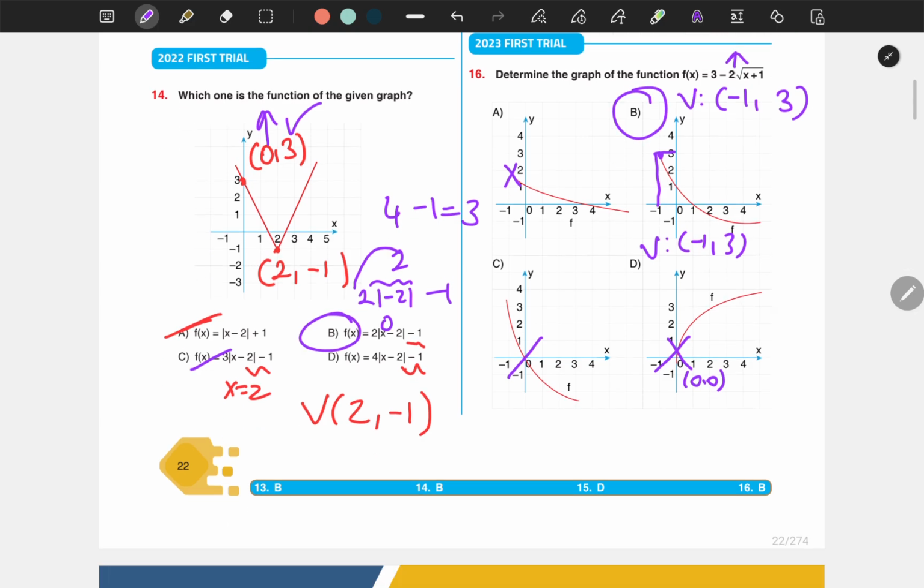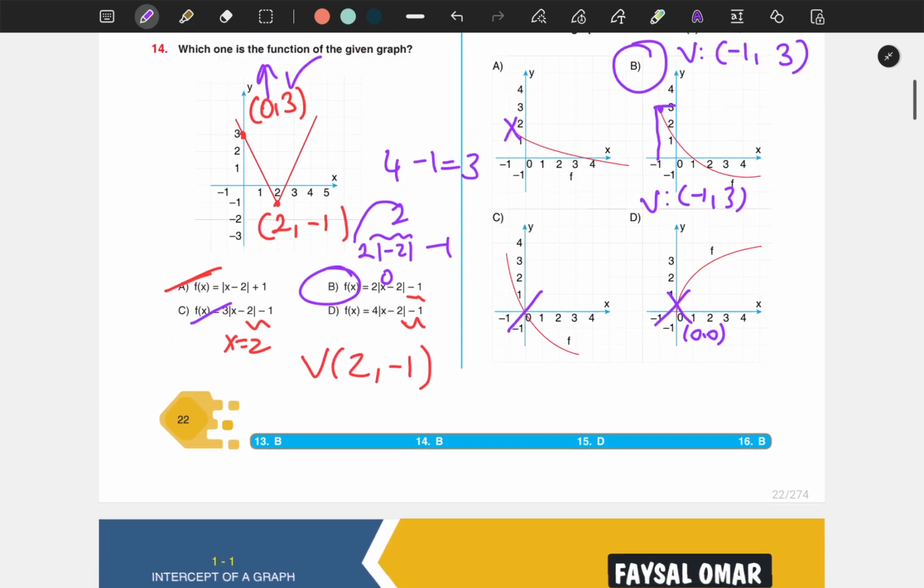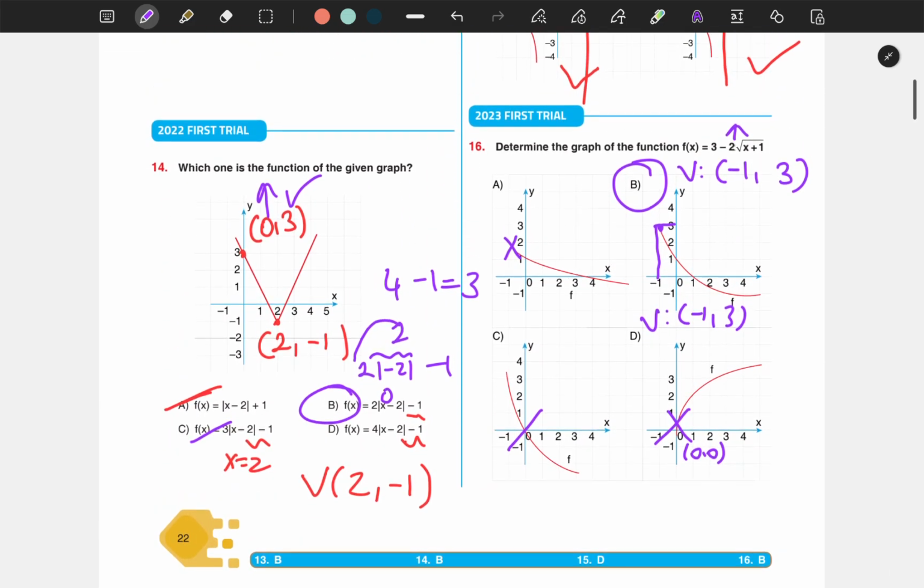Okay? Now, that's it, guys. We have that many questions. I hope it was useful. I will continue like this one by one. Now we finished the graph questions on sketching the graph. Next video I will start about the intercept.